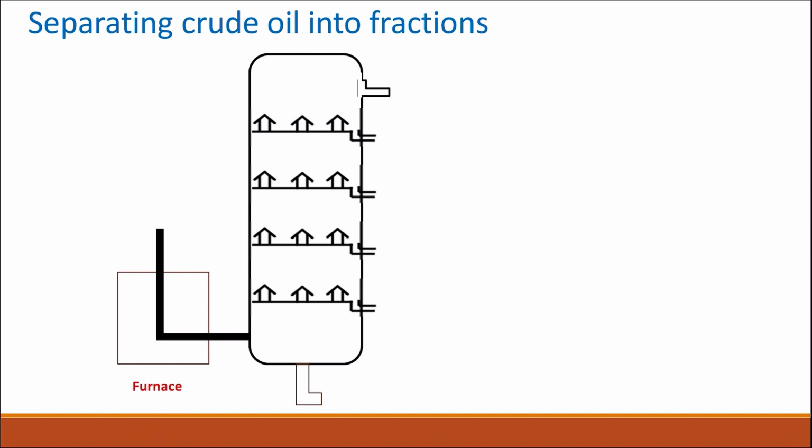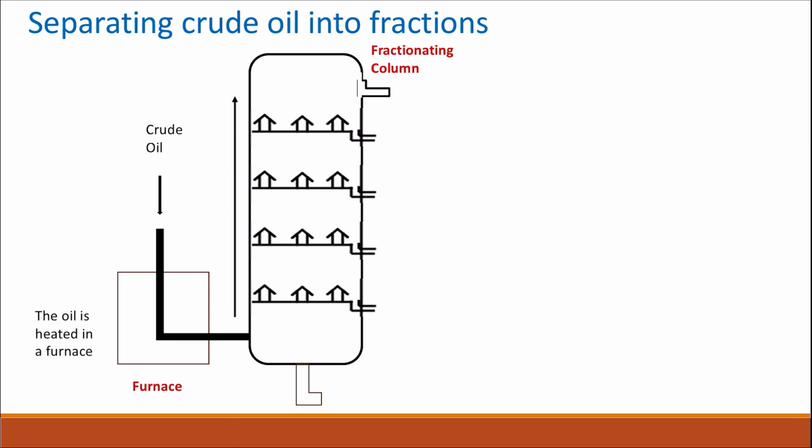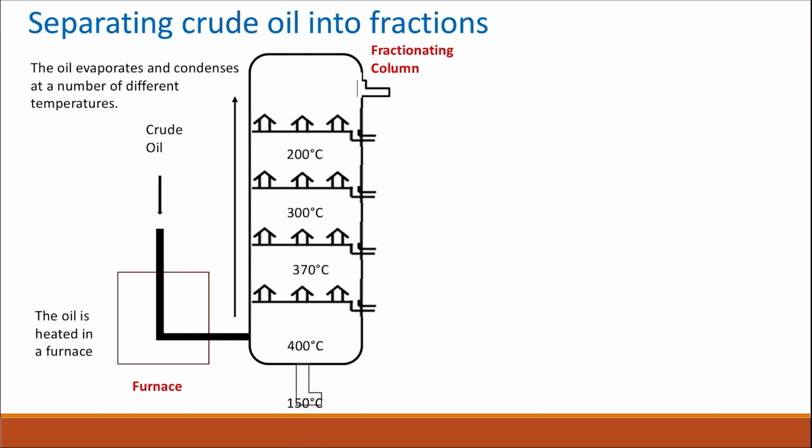The process is done using a furnace and a fractionating column. The crude oil is added to the furnace and heated. The different components will start to boil and move across the fractionating column. We know that the fractionating column has different temperatures. At the bottom is the higher temperature, and as we go up, the temperature decreases. So different components will condense at different temperatures and be separated as fractions.